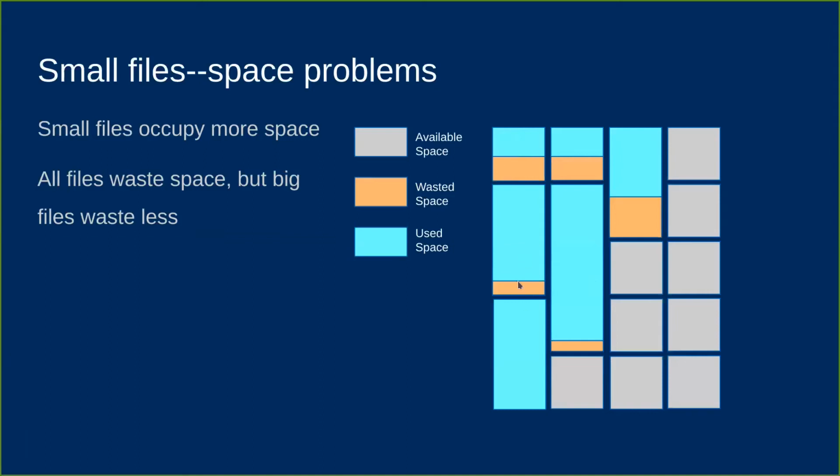You can see that these big files also have wasted space, but it's all going to be right at the end. So if I have a 15 kilobyte file, yeah, there's going to be a kilobyte of wasted space at the end because it's going to take up 4 blocks. But that's a lot more efficient than storing a bunch of, say, 3 kilobyte files.